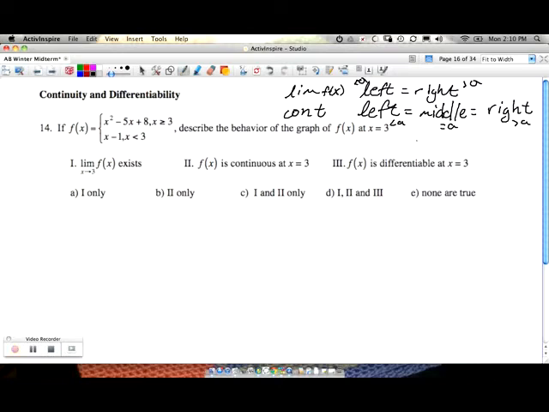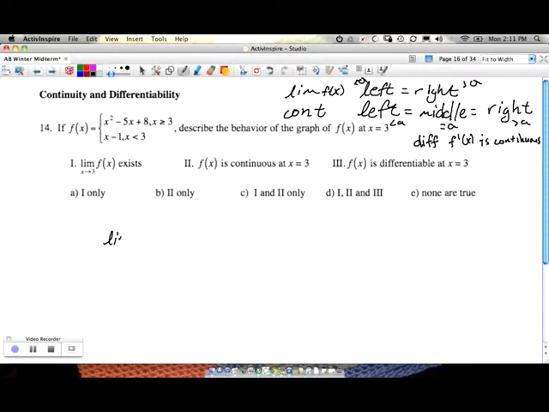Now, differentiable is interesting because if it's differentiable, that means that f prime of x is continuous. Okay, so let's check these things.